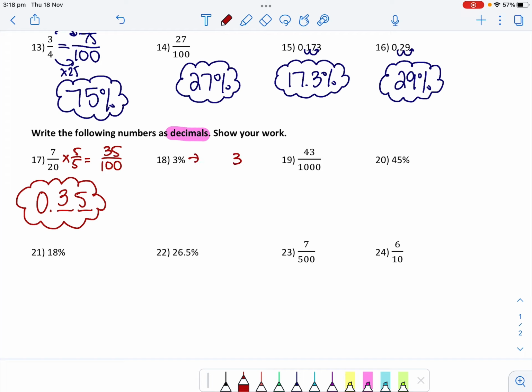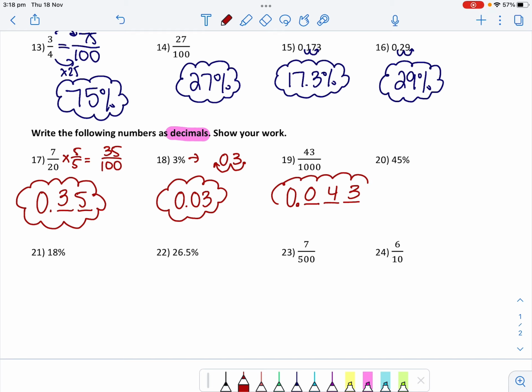For 3%, I'm going to take the decimal and move it 2 places to the left. 1, 2, and I'm going to fill in that empty space, so 0.03. 43 over 1,000 is going to be 3 decimal places, 1, 2, 3, and my number has to end with 43, so 0.043.